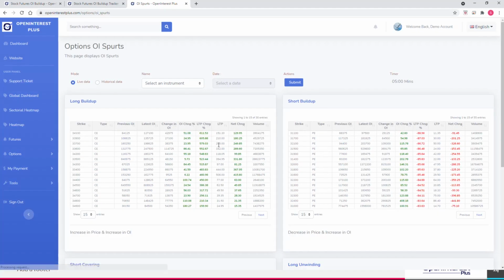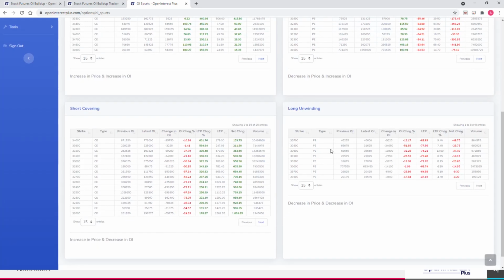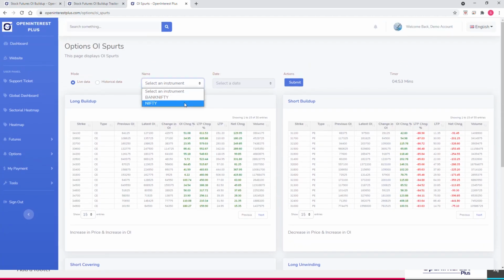Then we have OI spurt. Similar to futures OI buildup, we have 4 quadrants: long buildup, short buildup, short covering, and long unwinding. But here we have only 2 instruments, bank nifty and nifty, because the OI spurt of stocks cannot be easily generated. That requires a lot of data to calculate.